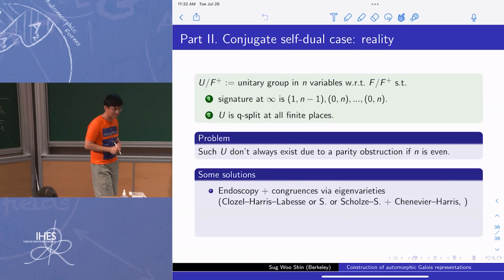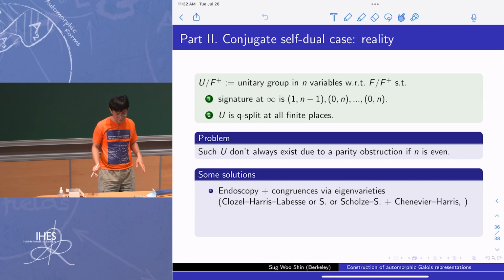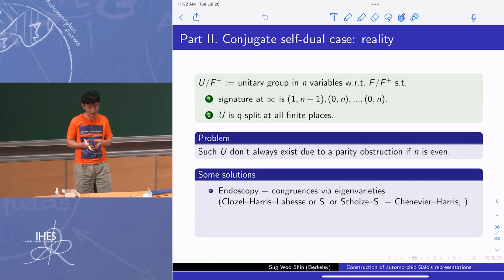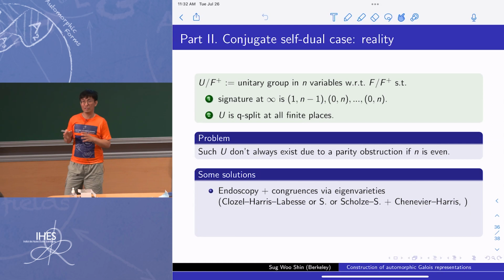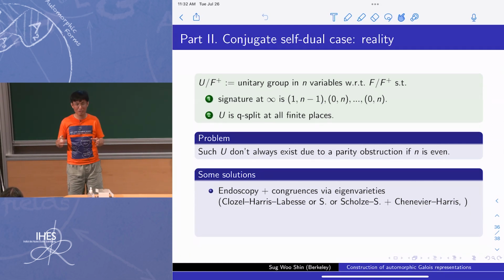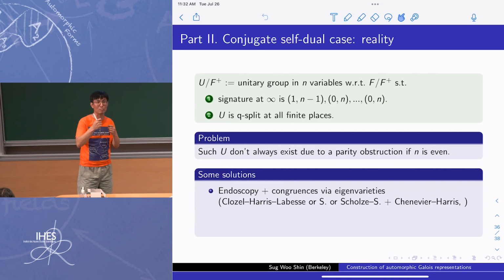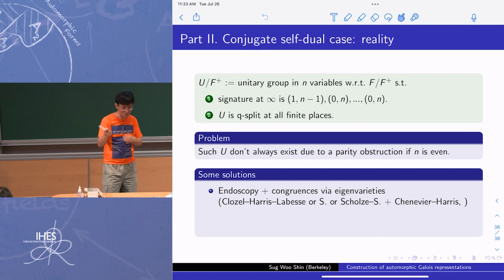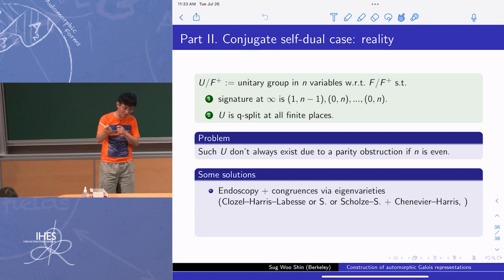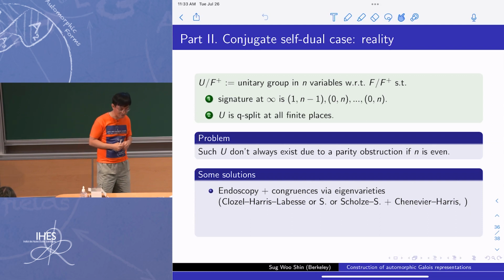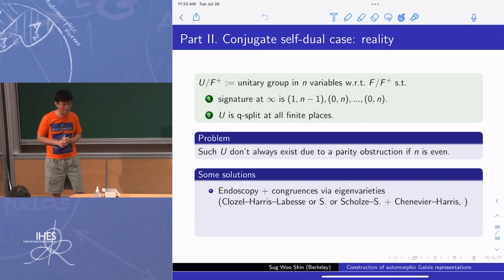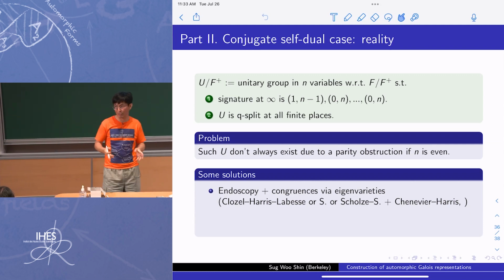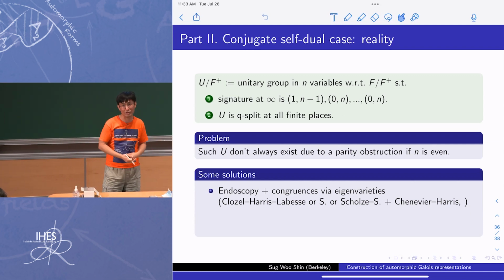One solution found first was to use endoscopy. This kind of obstruction doesn't exist when you have an odd number of variables. So when n is even, you go from U_n to U_{n+1} by some endoscopic transfer and then construct the Galois representation there in the cohomology of Shimura varieties for U_{n+1}. But then you need to really study the étale cohomology in the endoscopic part. But you can do it. This is partly made possible by people's work on the fundamental lemma and so on.